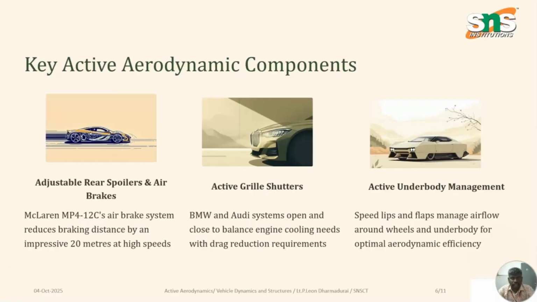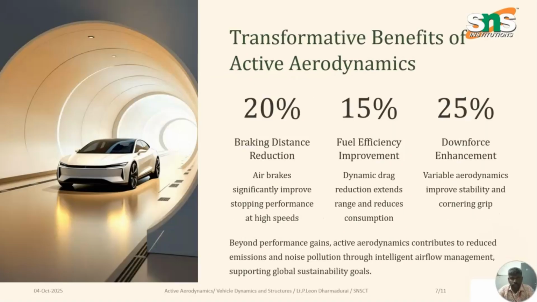These are some key active aerodynamic components: adjustable rear spoilers, air brakes, and active grille shutters, which are placed in the front of the vehicle and also serve as a cooling system for the engine radiators, and active underbody management in order to safeguard the batteries and also provide good aerodynamic property to the vehicle by managing the underneath forces. The transformative benefits of aerodynamics include a 20% braking distance reduction, a 15% fuel efficiency improvement, and a 25% downward force enhancement.